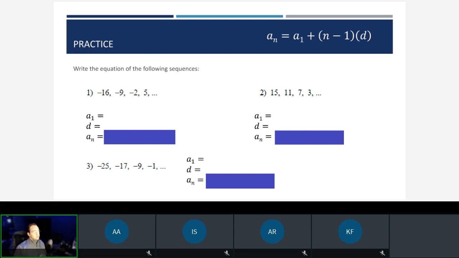All right, so first example, we want to write equations of the following sequences. So go ahead and write these two down.